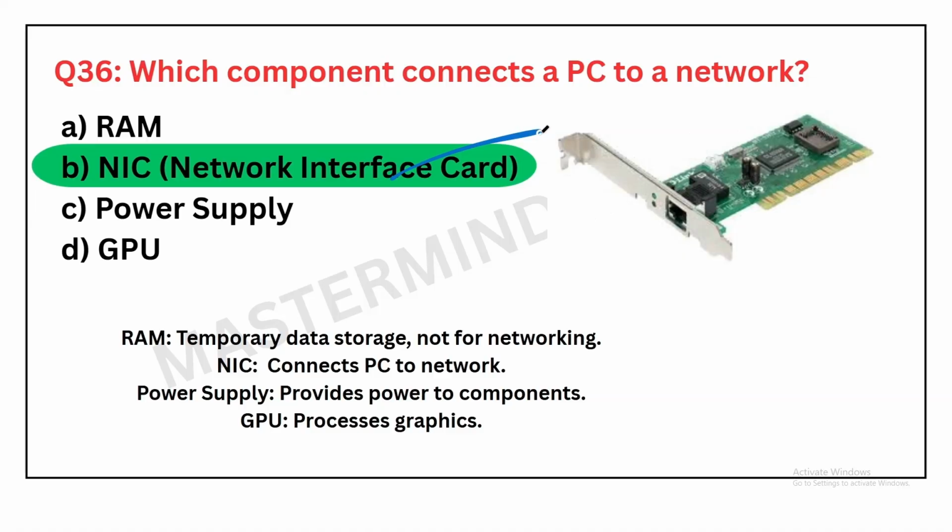RAM is used for temporary data storage and quick access by the CPU. NIC enables the computer to connect to a network through wired or wireless communication. Power supply provides electrical power to all internal components of the computer. GPU processes graphic and visual output.